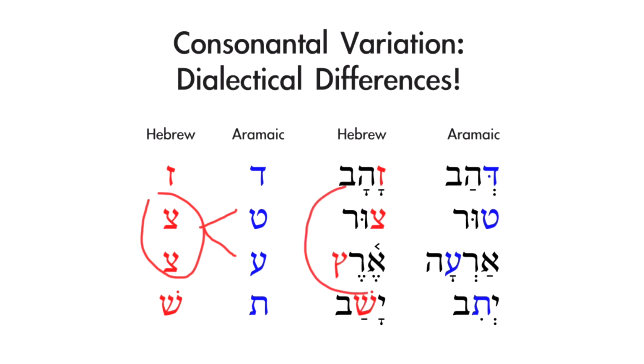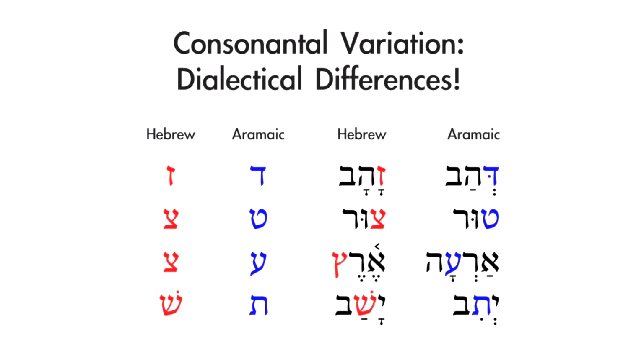We have tsur, the Hebrew word for rock, and eretz, the Hebrew word for land. In the Aramaic column to the right, you're going to see those same two words, but represented in the first case with tet, tsur becoming tur, and in the second case with eretz becoming ar-ah. In each instance, the tsadi becomes something slightly different. In the first example, tet, in the second example, ayin.